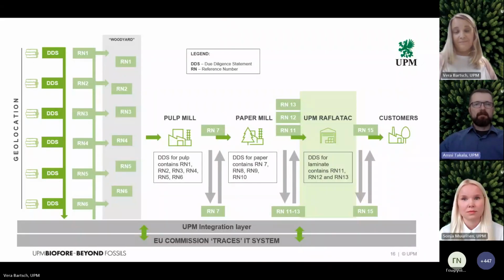Let's take a look at this complicated looking slide. On the left is the starting point of a multi-step supply chain where geolocations of harvested wood are recorded. UPM Raflatac is part of this chain where every step needs to do their own share in fulfilling the EU regulation. This means development in multiple places. Technical key for fulfilling the EU regulation is the due diligence statement, DDS for short, and more precisely DDS reference numbers delivered through the supply chain.